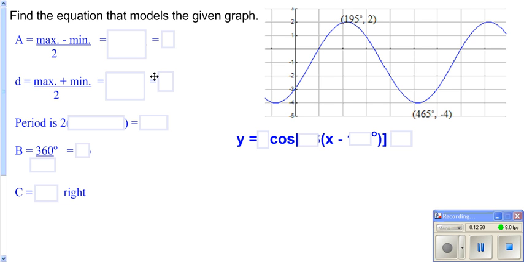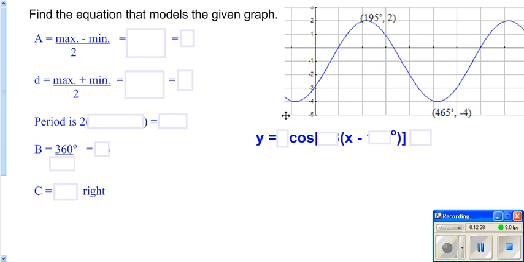Well, A and B use similar formulas, but for A it's max minus min divided by 2. When we're talking about our max and min, we're talking about highest points and lowest points. So highest points and lowest points are referring to the y's. So our maximum is a height of 2, our minimum is a height of a negative 4, so we'll go 2 minus a negative 4, which is really a 2 plus 4, which is a 6 over 2, which is 3. That's our amplitude.